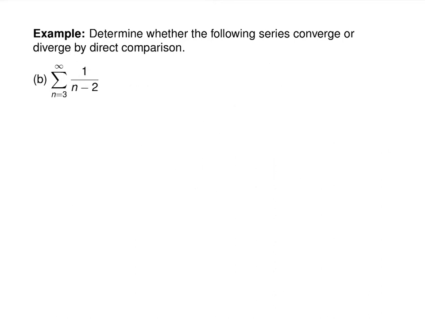This next series looks a lot like 1 over n. And so to prove this diverges, we have to prove that 1 over n is smaller than 1 over n minus 2. If the smaller diverges, so does the larger. So you start by noticing that n minus 2 is less than n. And then 1 over n minus 2 is greater than 1 over n.